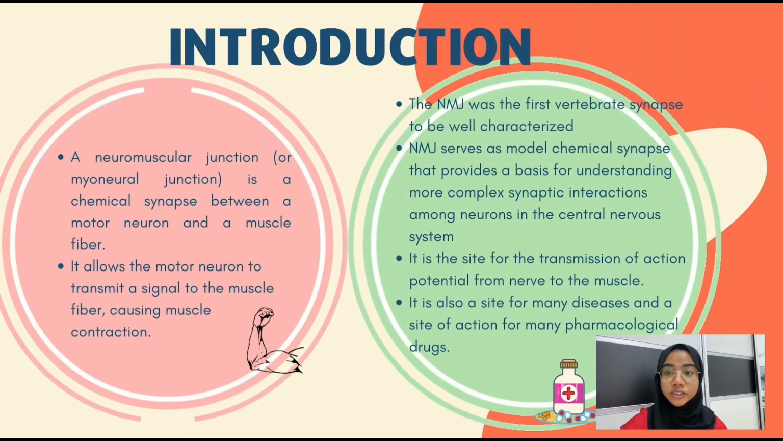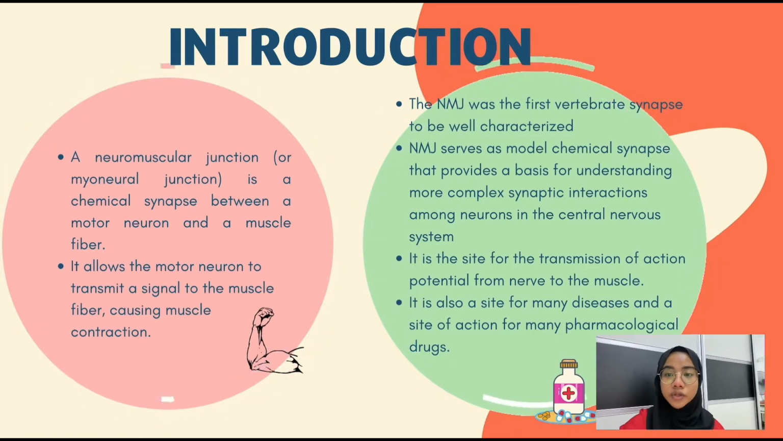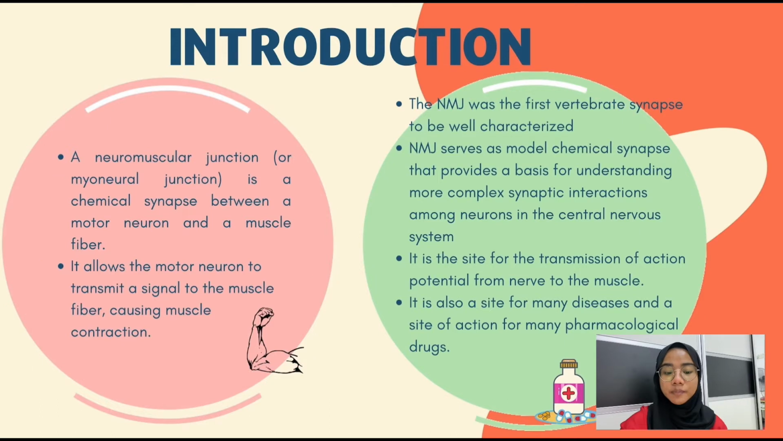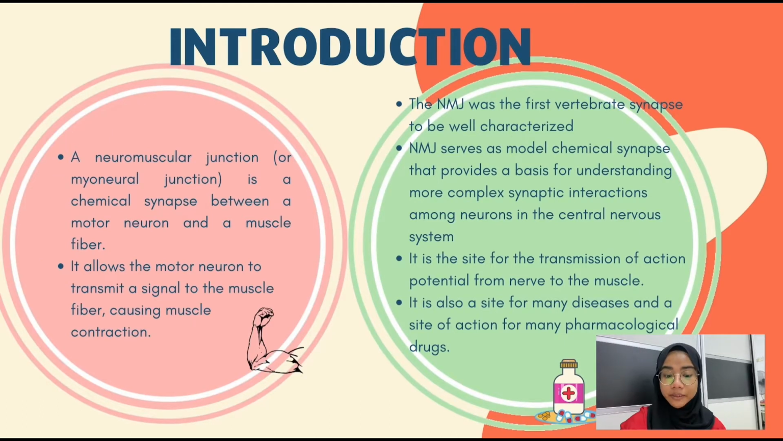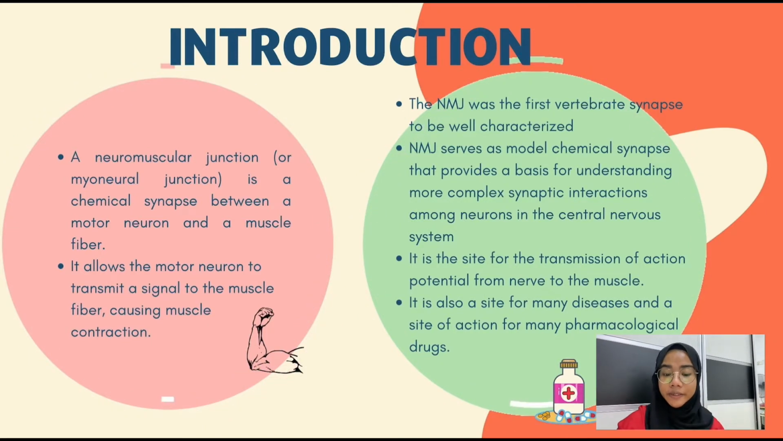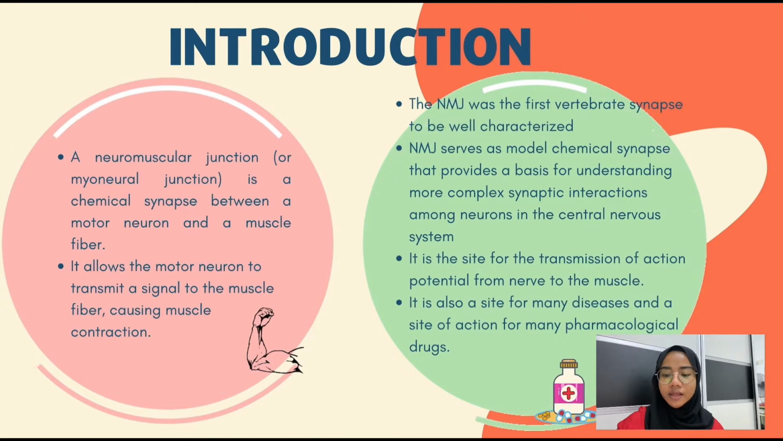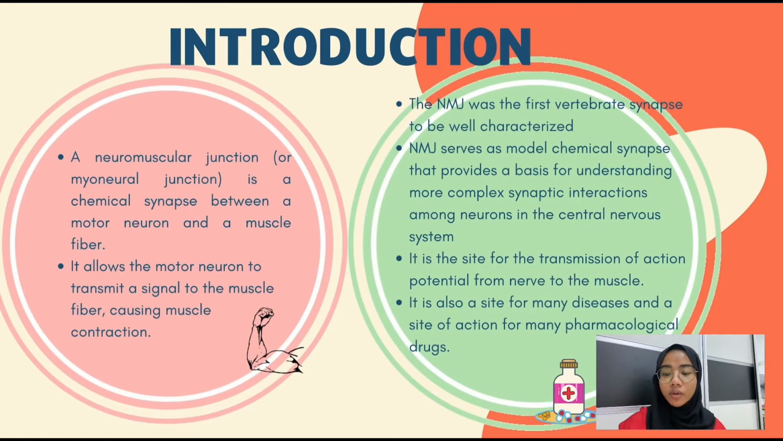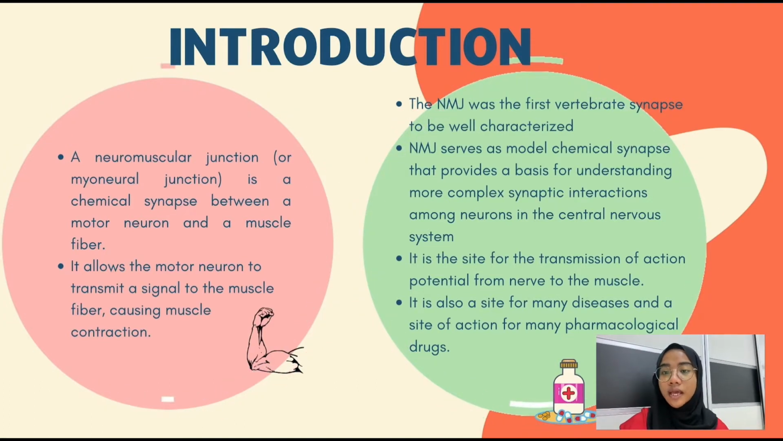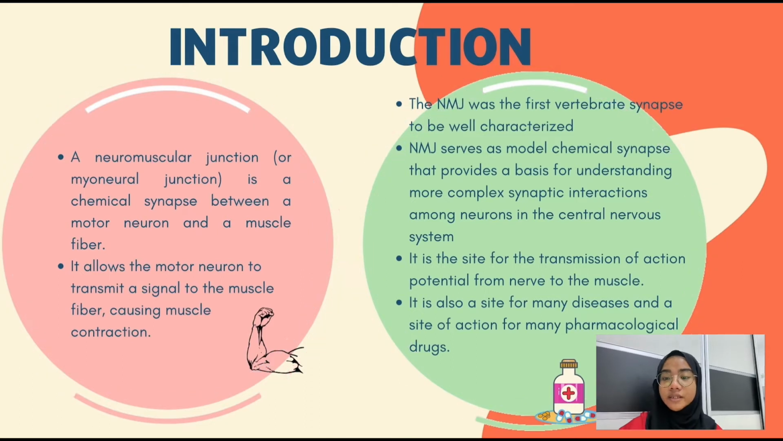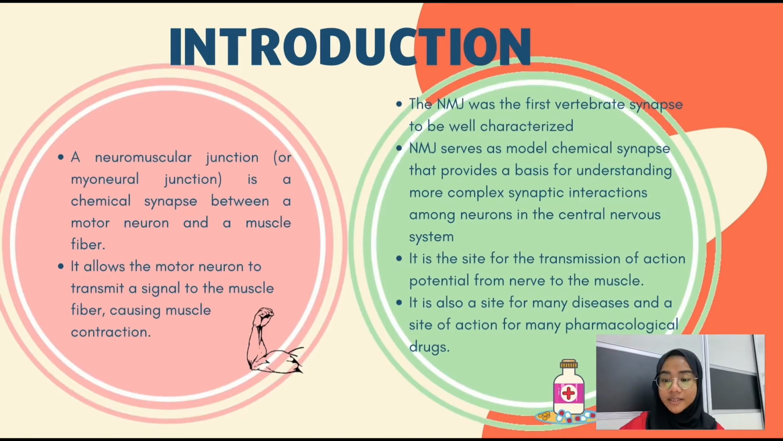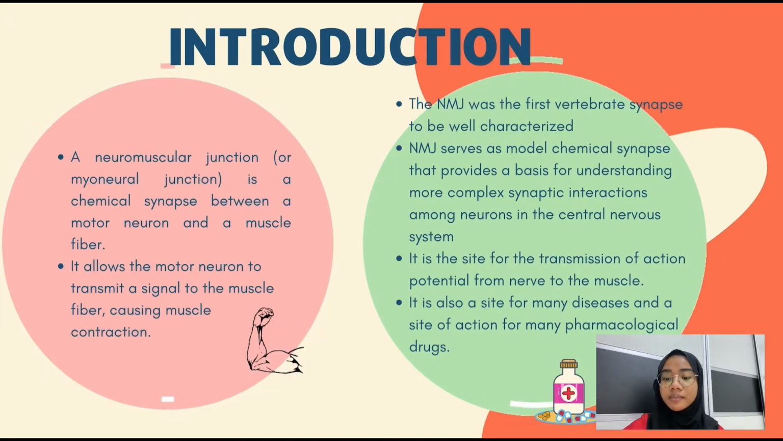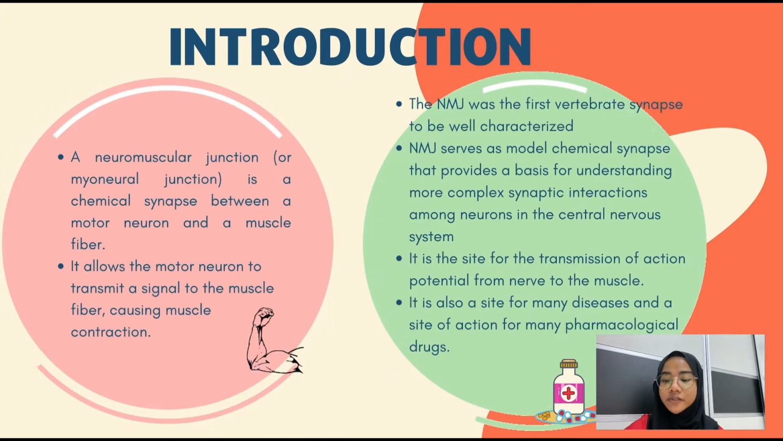So, the neuromuscular junction, or we call it the neural junction, is a chemical synapse between a motor neuron and a muscle fiber. It allows the motor neuron to transmit a signal to the muscle fiber, causing muscle contractions. The NMJ was the first vertebrate synapse to be well categorized. It also served as a model chemical synapse that provides a basis for understanding more complex synaptic interactions among neurons in the central nervous system.